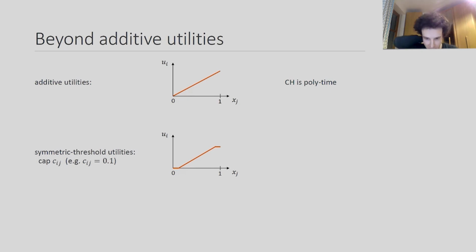This is represented in the bottom graph, where you can see that up to 10%, namely 0.1, the utility stays at 0. Then it starts going up linearly. And when you reach 90%, the utility does not grow after that. It stays the same. So what we show for these symmetric threshold utilities is that finding a consensus halving with at most n items that are cut is already PPA-D hard. So by considering utilities that are just slightly more general, the problem already becomes intractable, at least as hard as computing a Nash equilibrium.